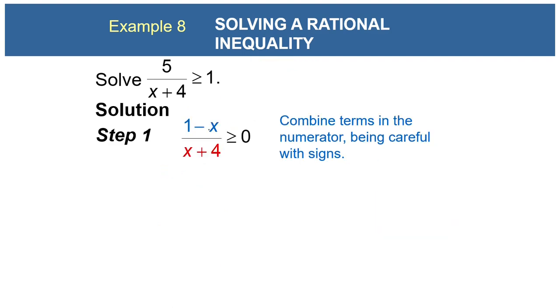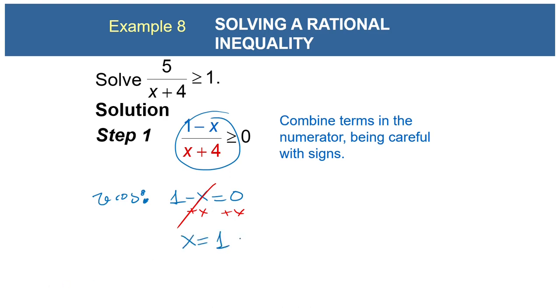Now after we simplify our inequality as 1 minus x over x plus 4 is greater than or equal to 0, I want to find my zeros. Now when is this inequality going to be equal to 0? Well, that's when the top is equal to 0. And so I could solve this for x. Let's add x to both sides. x is equal to 1. So that's when my inequality becomes 0, when x equals 1.